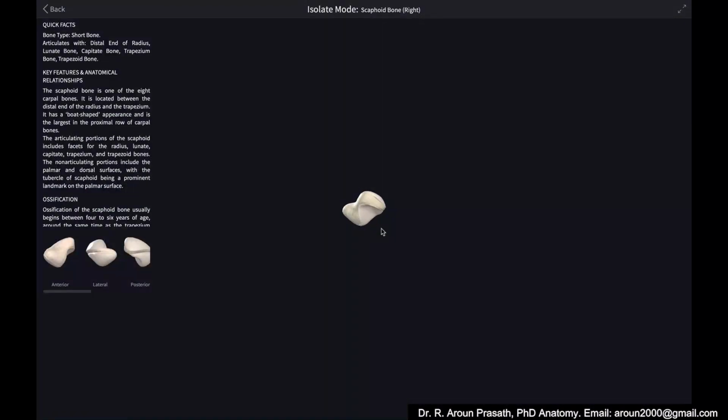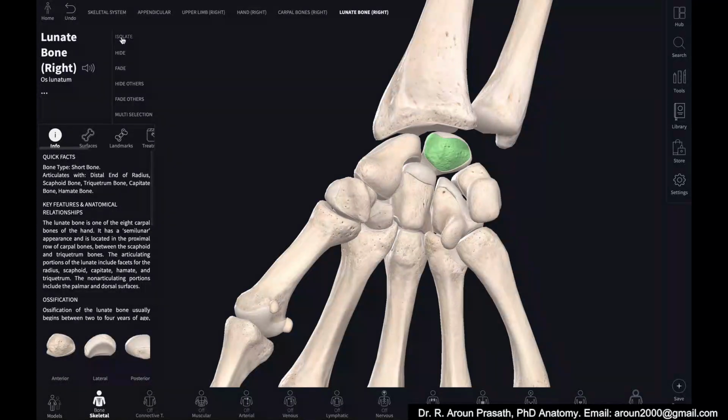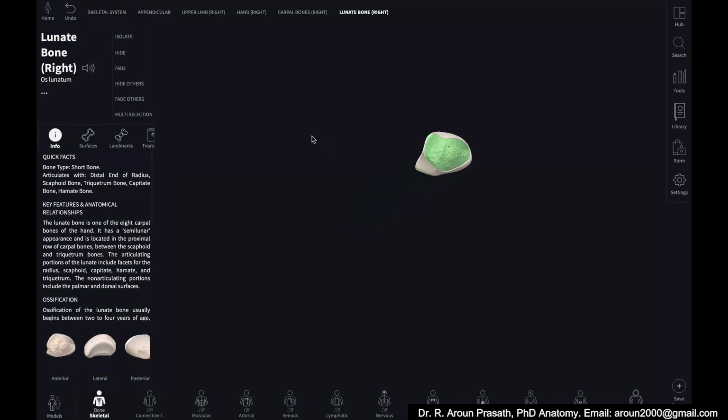See, the scaphoid is shaped like a boat. You see, I am going to have a boat here. This is the shape of a boat, that's why it is called the scaphoid bone. Then the lunate bone is shaped like a half moon. You see, this is like a moon, lunar, so lunate. So these are all the small bones in the wrist.